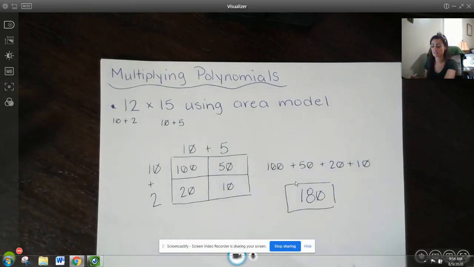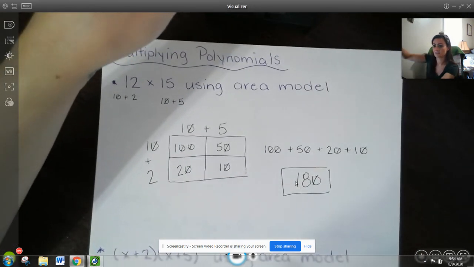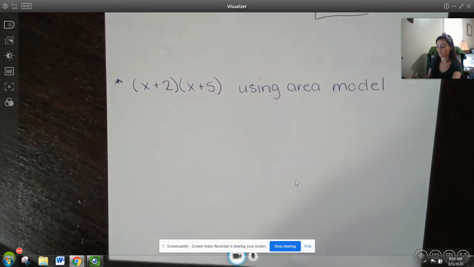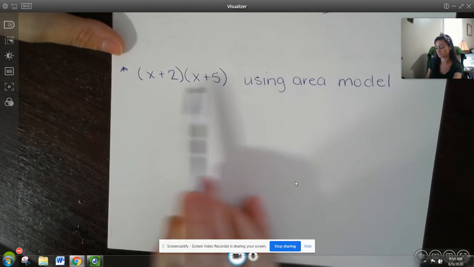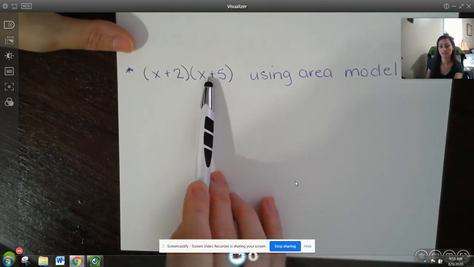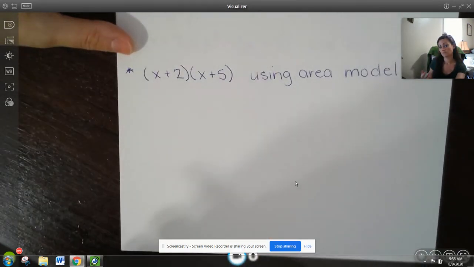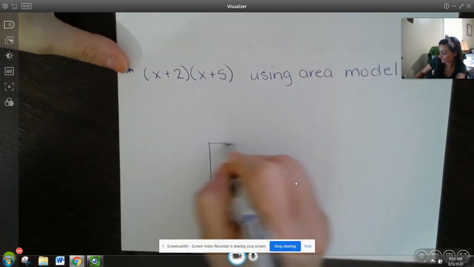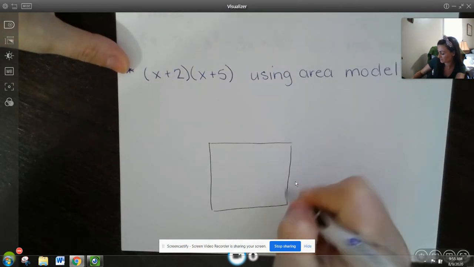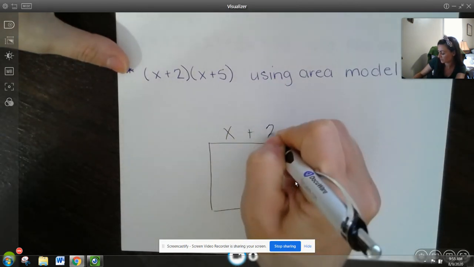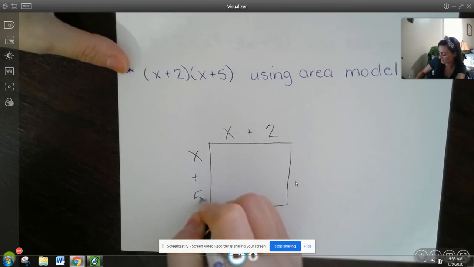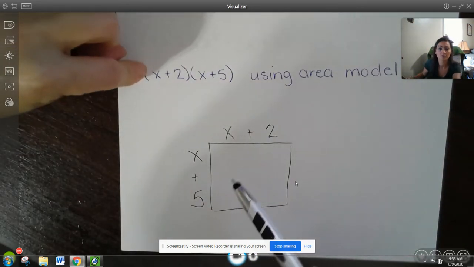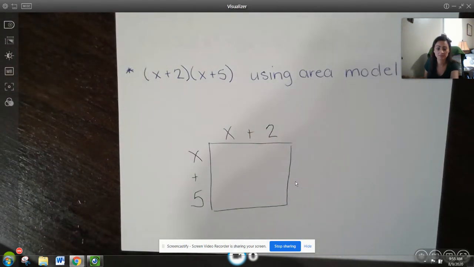And we can do the exact same thing if we're looking at polynomials. So now we're going to look at x plus 2 and x plus 5. And I'm going to do the exact same thing. I'm just replacing the tens with an x. So I'm going to create another box. And I'm going to put x plus 2 and x plus 5 on both sides. And it doesn't matter which one you choose, your first binomial or your second. It's going to end up giving you the same thing.